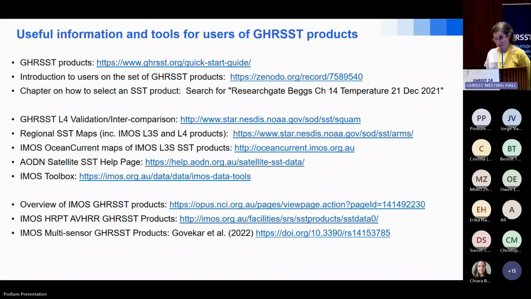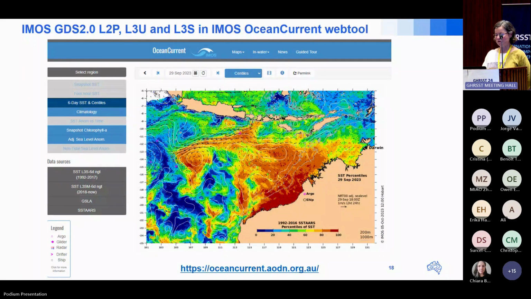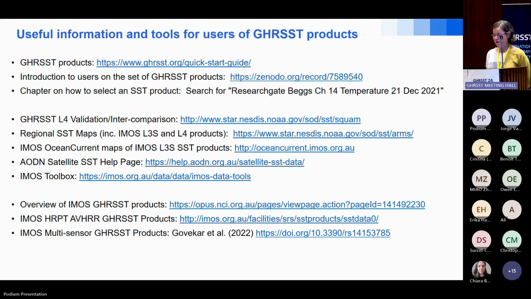Okay, and shown there was just a percentile map. That's a percentile map based on IMOS one-day night multi-sensor L3S data subtracted from the STARS climatology, dated climatology. So this is my second last slide, Chair, sorry.